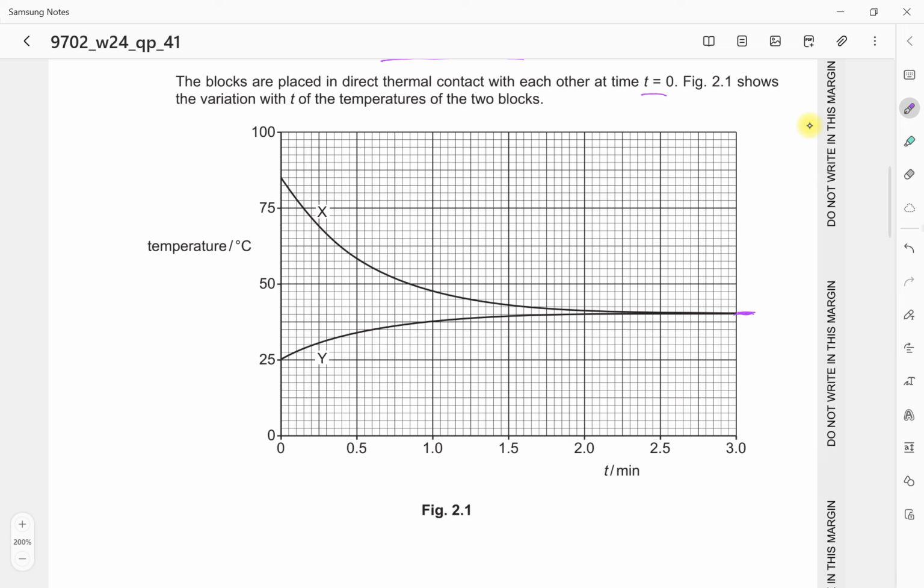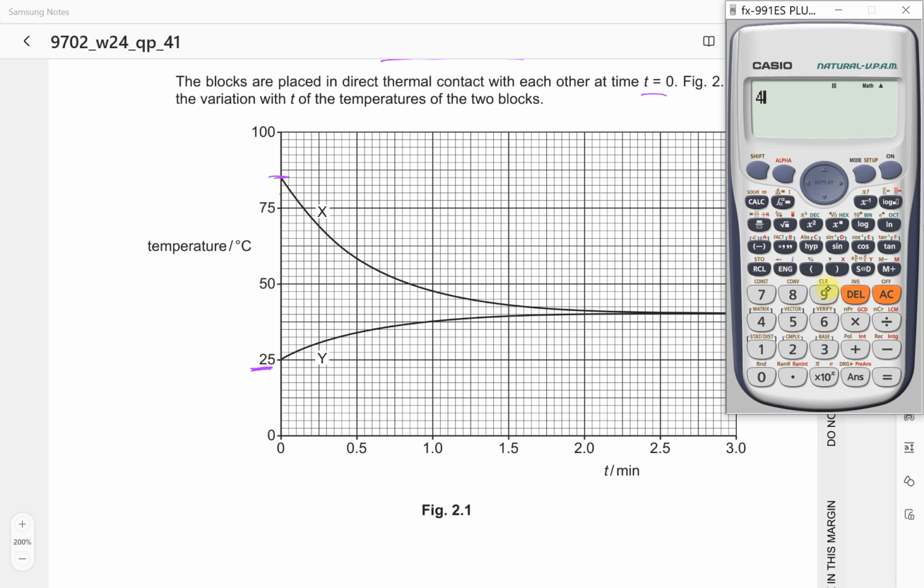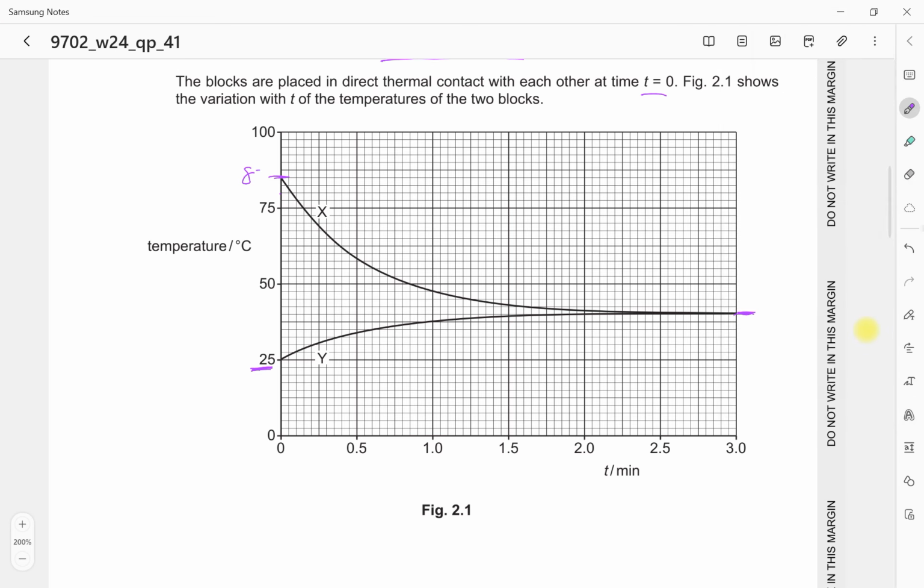But this is starting with 25. Initial temperature is 25 degrees Celsius. The initial temperature of X, let's see, the scale is 25 divided by 10, 2.5. So 1, 2, 3, 4. So what is that? That is 4 times 2.5, so it is 85. The initial temperature of the other one is 85.